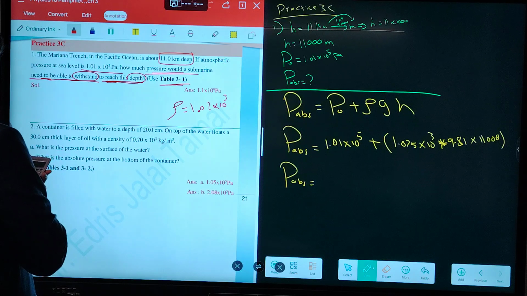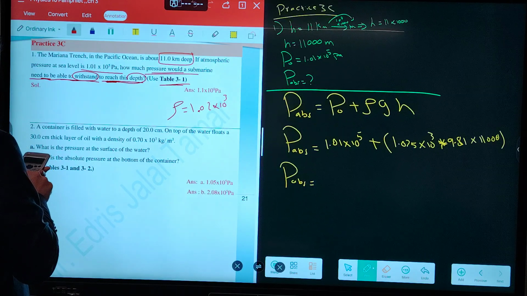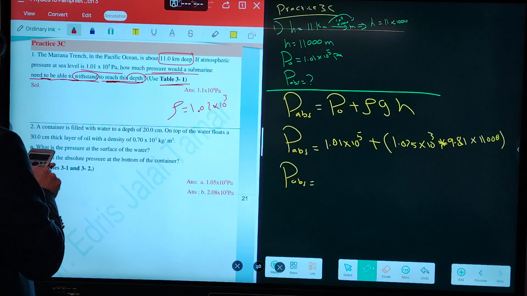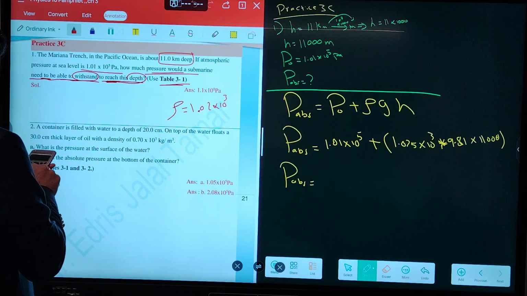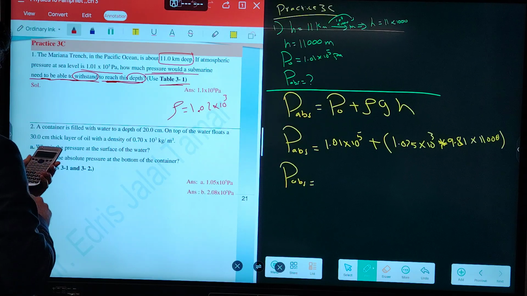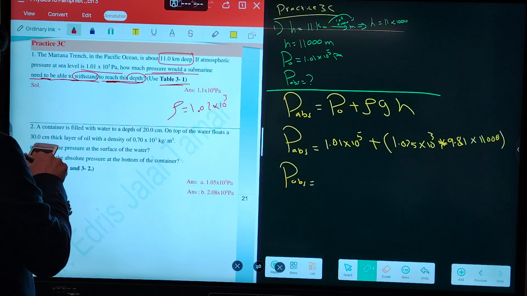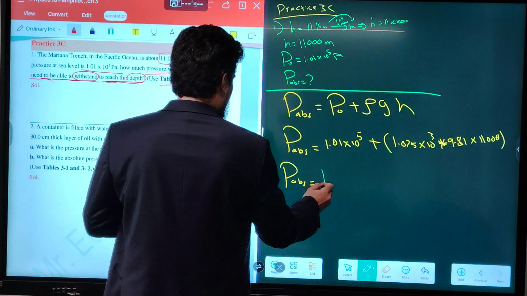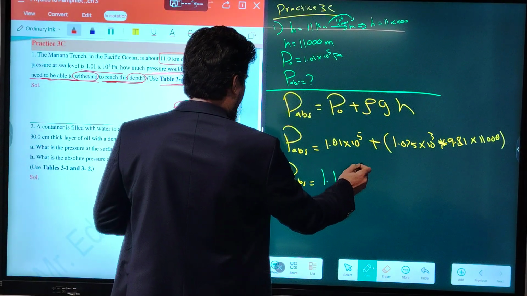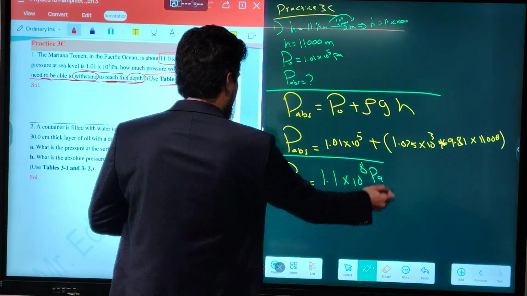1.025 times 10 power 3 times 9.81 times 11,000, okay, plus 1.01 times 10 power 5. Guys, I got 1.1 times 10 power 8 Pascal.